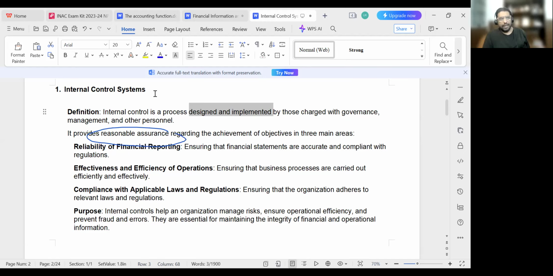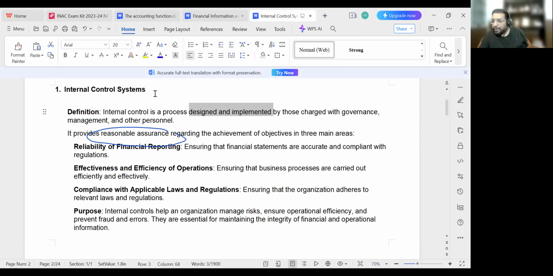Reasonable assurance. Because you cannot give 100% assurance about anything. For example, if there is a company which has a top line of $1 million, you cannot say 100% that there is no fraud or error for even a single dollar. You cannot provide 100% assurance. That's why we use the words reasonable assurance. So the internal control system provides reasonable assurance regarding the achievement of objectives in three main areas.